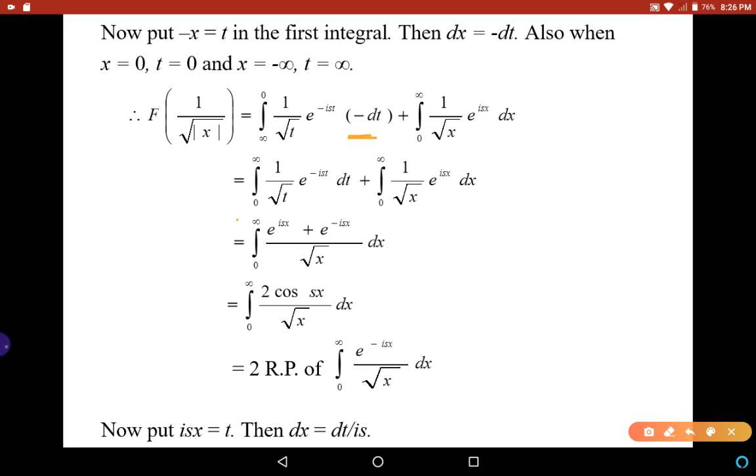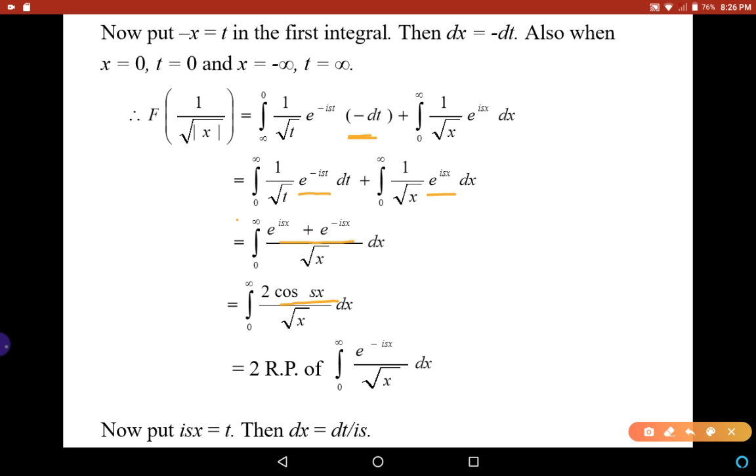Therefore we can combine these two integrals and we can write it as integral 0 to infinity 1 by root x into e power isx plus e power minus isx, because 1 by root x is common in both the integrals and the numerators are e power isx and e power minus isx. And we know that e power i theta plus e power minus i theta is 2 cos theta. Therefore, this e power isx plus e power minus isx becomes 2 cos sx. So now this integral is integral 0 to infinity 2 into cos sx by square root of x dx.